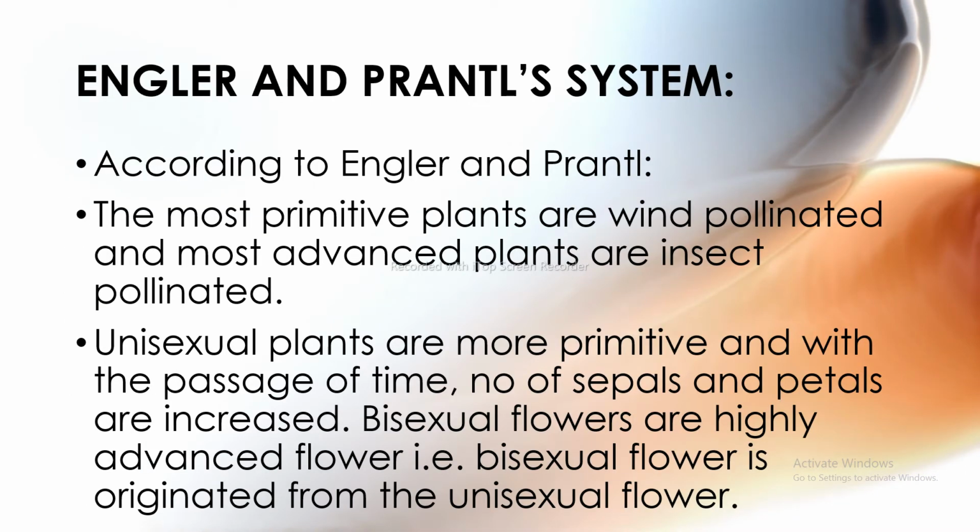According to Engler and Prantl, the most primitive plants are wind-pollinated and the most advanced plants are insect-pollinated. Unisexual plants are more primitive and with the passage of time, the number of sepals and petals increased. Bisexual flowers are highly advanced flowers. For example, the bisexual flower originated from the unisexual flower.